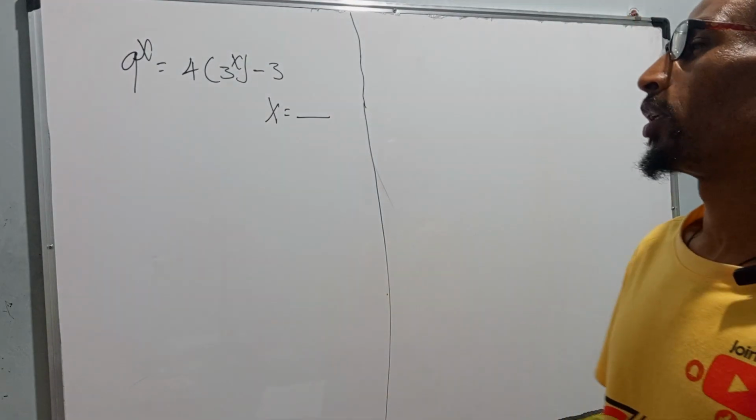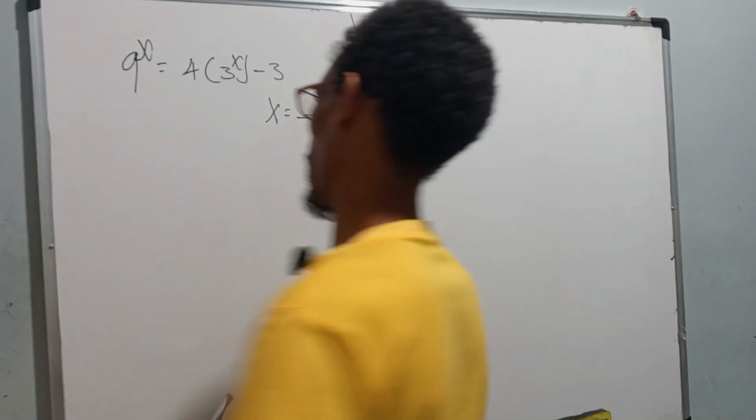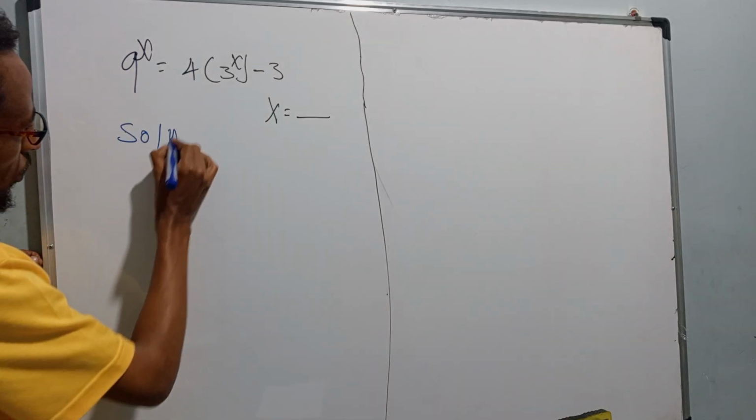In today's video, we'll solve for the value of x from the given question. The question says 9 to the power of x is equal to 4 times 3 to the power of x minus 3.